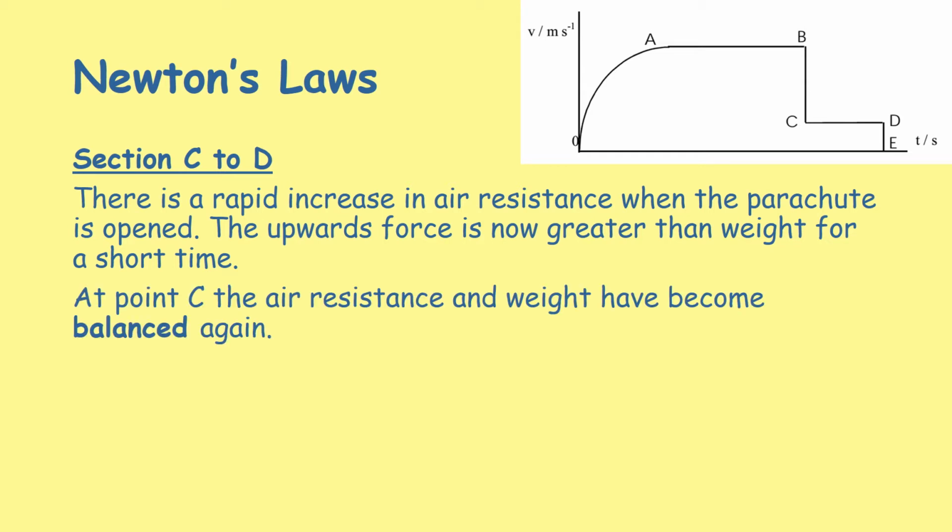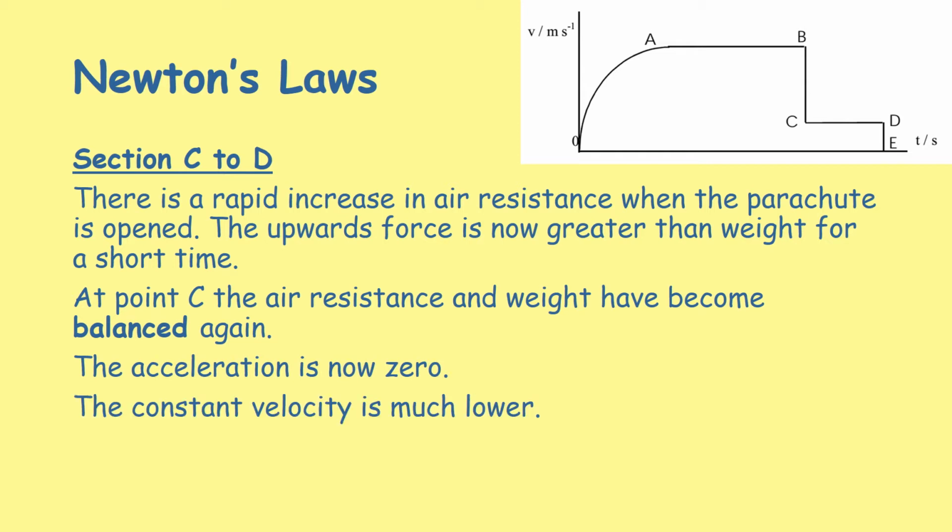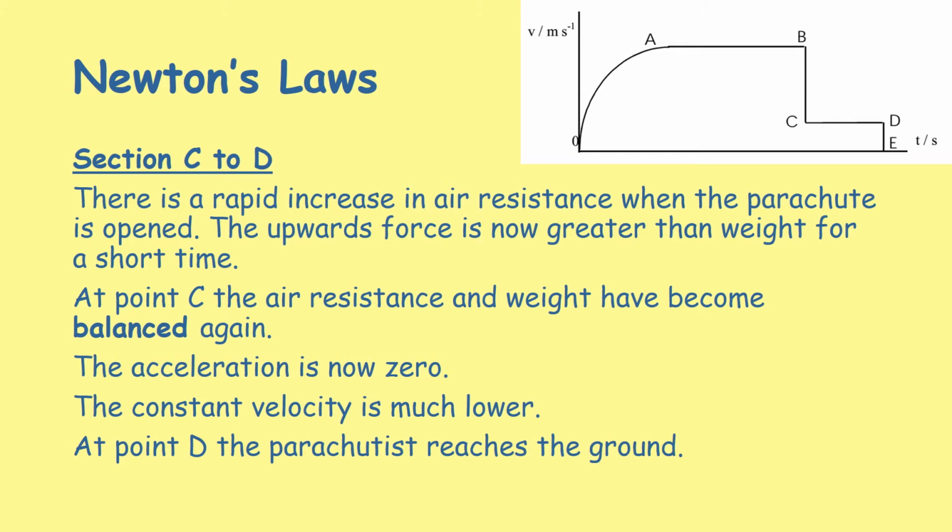At point C, the air resistance and weight have become balanced again. The acceleration is now 0 and the constant velocity is much lower. At point D, the parachutist reaches the ground and you can see there is another reduction in velocity, but much smaller this time, so the parachutist doesn't get harmed when they reach the ground.